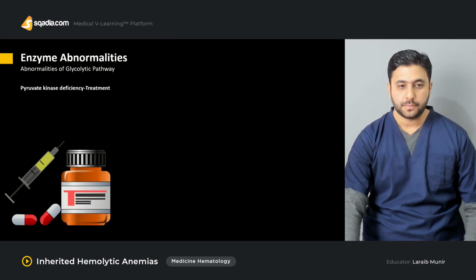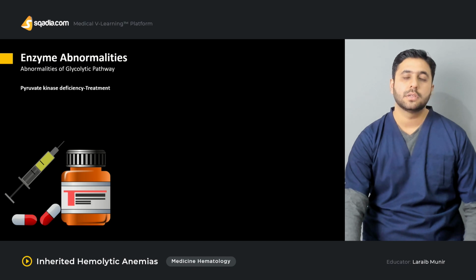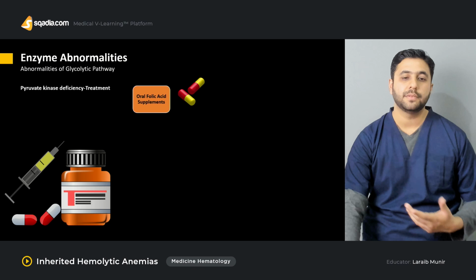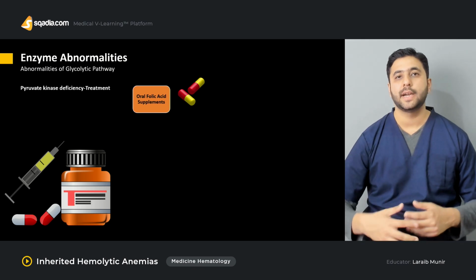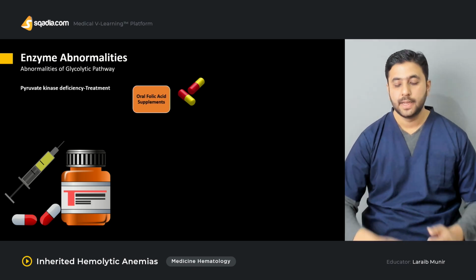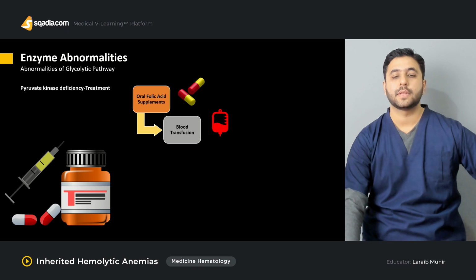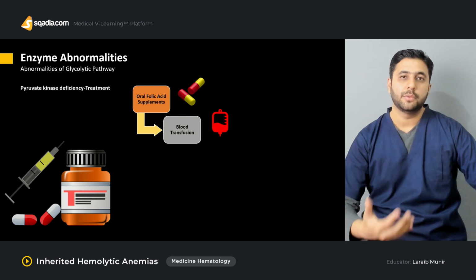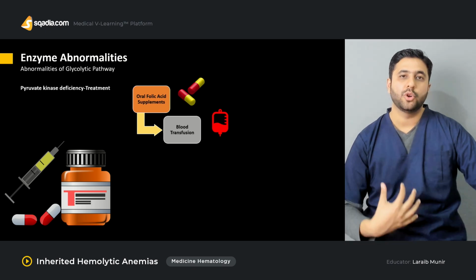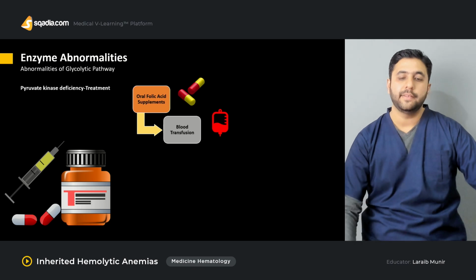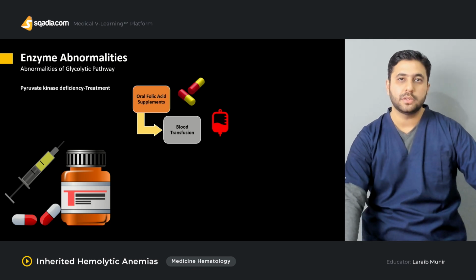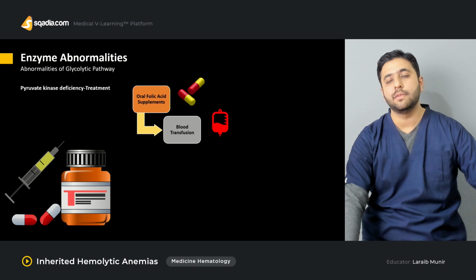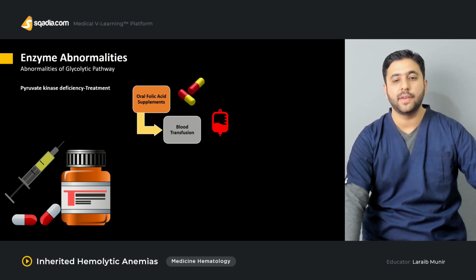Okay, now how do we treat it? Because there is a problem with the ATP formation, we give the cells oral folic acid to compensate for the energy. If there is a problem with the hemolysis, very severe, leading to the loss of a greater number of RBCs, to the extent that the hemoglobin is greatly reduced, we might have to give blood transfusion to these patients, specifically if the hemoglobin falls to levels of 6 to 7 grams per deciliter.